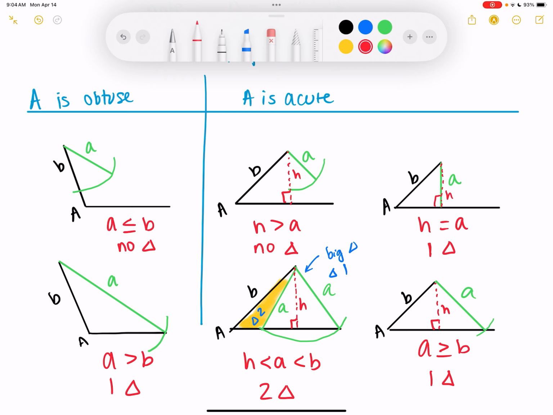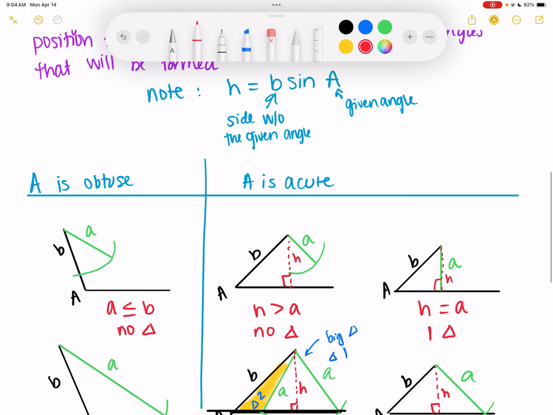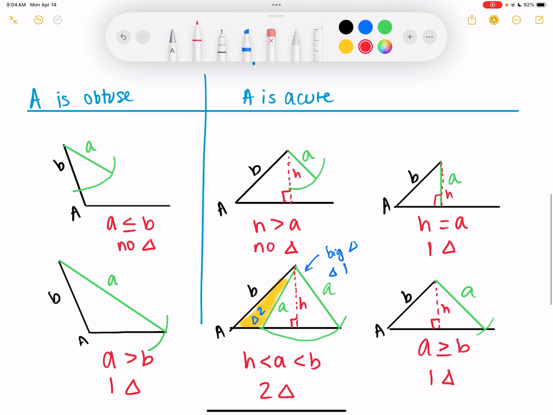But let's say it wasn't obtuse and it was acute instead. Before I do this extra math to find H, I'm going to see, is the side that goes with the given angle greater than or equal to the other side? Because if it is, I don't need to find H. I just know that I have one triangle and I can proceed. However, if that's not the case, if A is less than B, then I go back and find H.